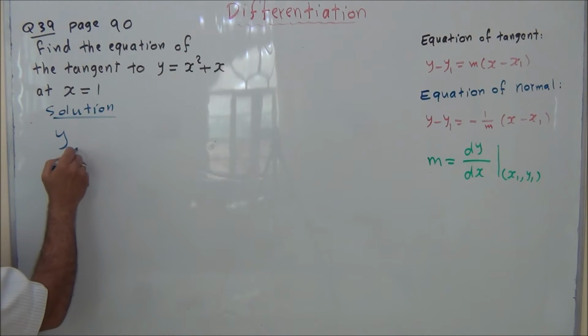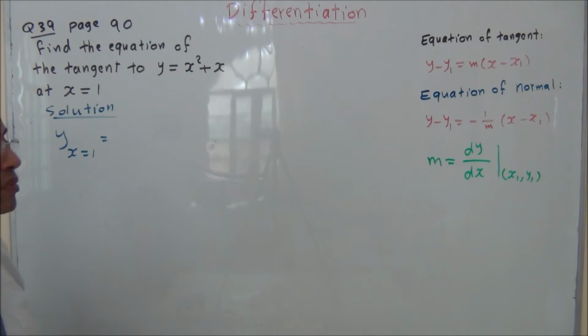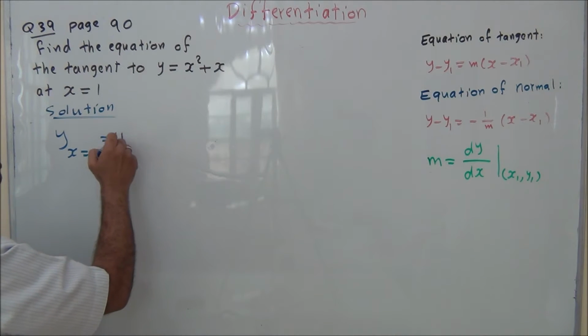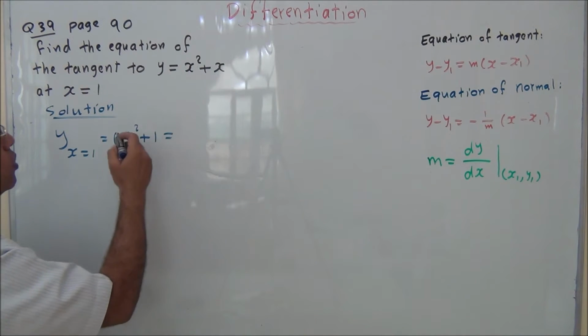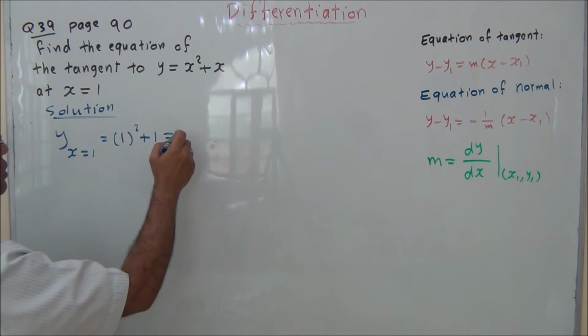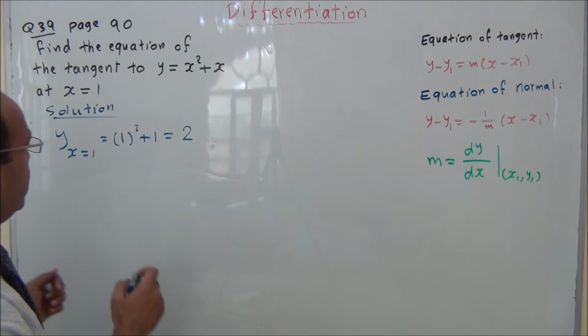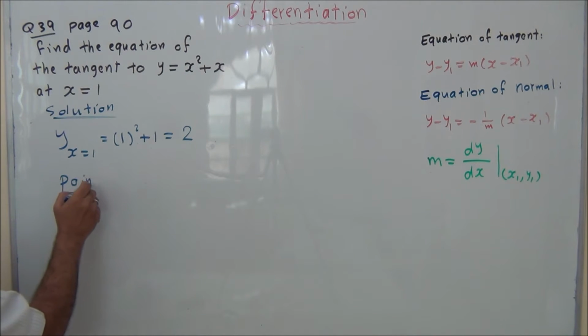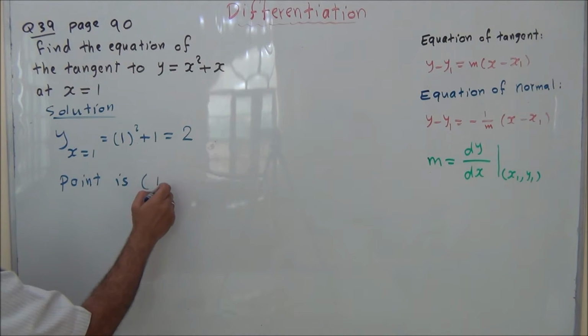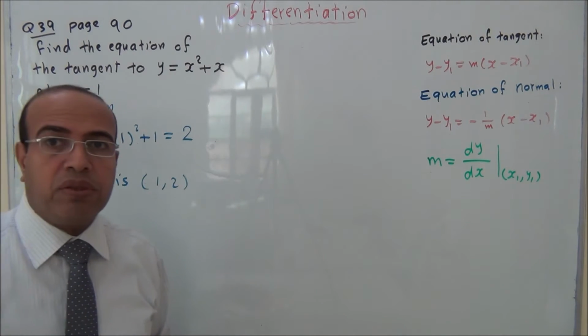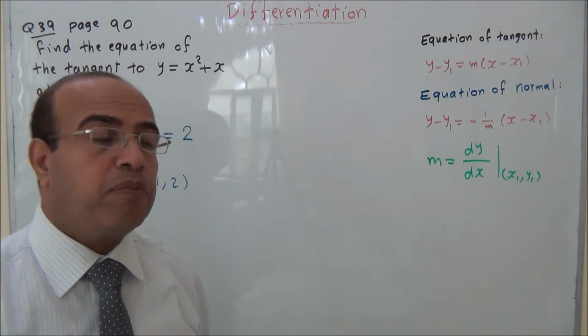So y when x equals 1. Replace x by 1. So it's 1 squared plus 1. 1 squared is 1, plus 1, it is 2. So the y coordinate is 2. So the point now is x equals 1 and y equals 2. So this is the ordered pair of that point.